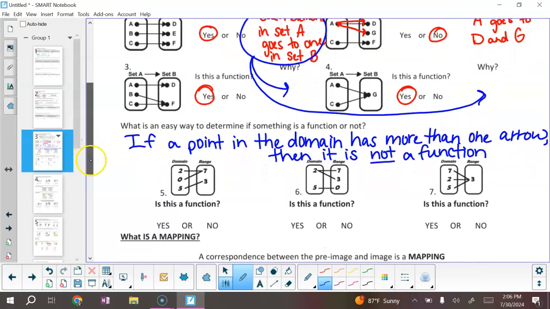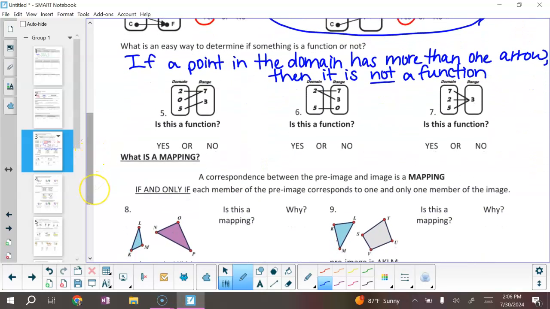So, using that thinking, they've got a couple more here, 5, 6, and 7. Now again, these are written a little bit differently. Instead of saying set A and set B, they say domain and range. And they've got numbers instead of letters. It doesn't make a difference though. We're not worrying so much right now about what the functions look like on the graph. We're just trying to decide if they are a function.